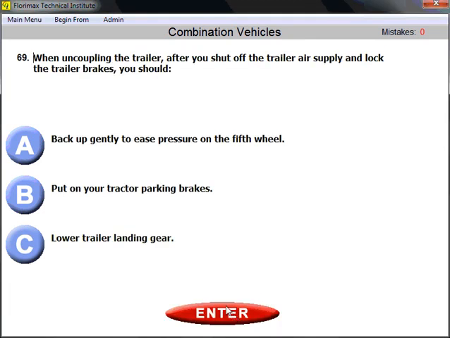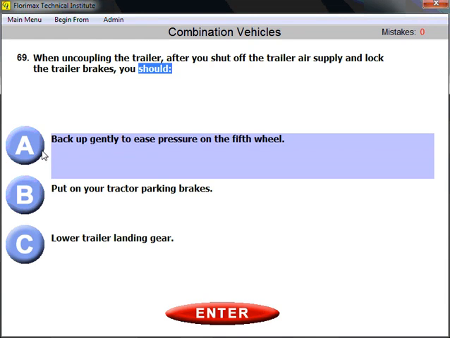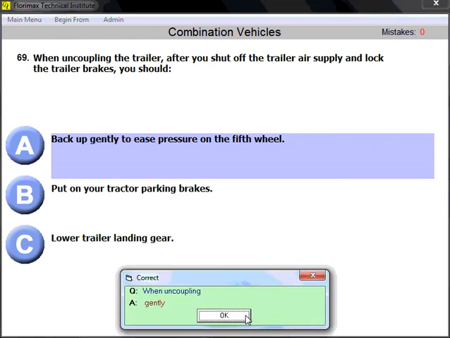Question number 69. When uncoupling the trailer, after you shut off the trailer air supply and lock the trailer brakes. Now, you shut off the trailer air supply and you lock the trailer brakes. What should you do when you are uncoupling? And definitely, you need to back up gently to ease pressure on the fifth wheel. Again, even if you don't know what you need to do, whenever you see the word gently, that's a right answer. Okay?